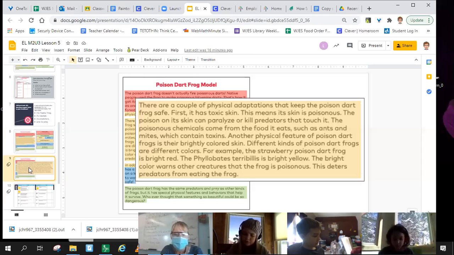Yes. The bright color warns other creatures that the frog is poisonous. This deters predators from eating the frog. Why is that last sentence super important, that it deters predators from eating it? Think about what our essay's about. What's our essay supposed to be about, Isabella? How our frogs do what?